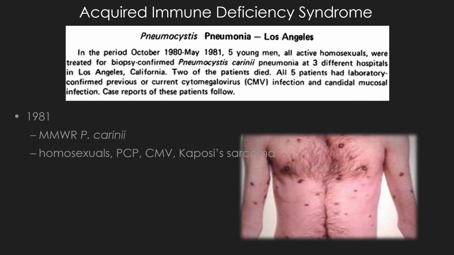So in 1981, we have the publishing of this MMWR, which highlights pneumocystis carinii pneumonia. And what they also found, within primarily the male homosexual community, was, in addition to pneumocystis carinii pneumonia, abbreviated PCP, or cytomegalovirus infection, which you see there abbreviated CMV, a kind of cancer called Kaposi's sarcoma. And again, this cancer is not seen in people that have functional immune systems.